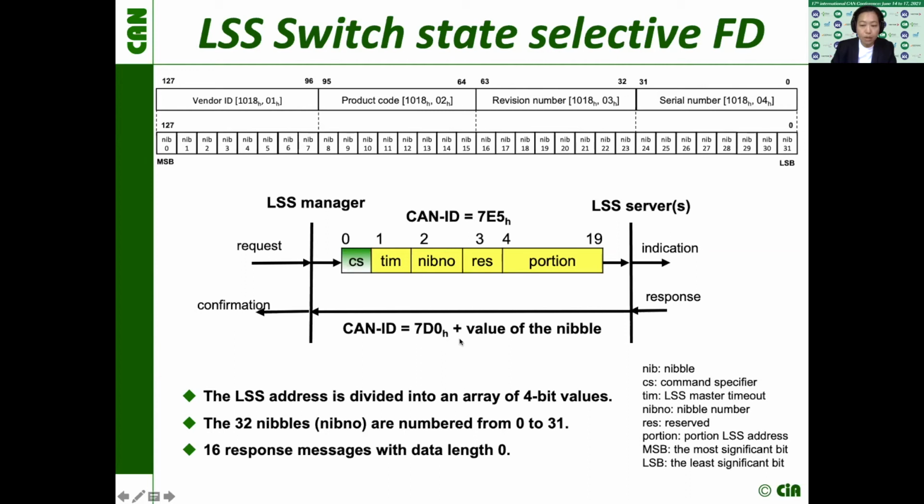Because nibbles are all 4-bit values, the value range of one nibble is from 0 to F in hexadecimal. Using this response message, the LSS manager can get the information about which value the nibble to be checked has. The value of the full LS address is then checked nibble by nibble.